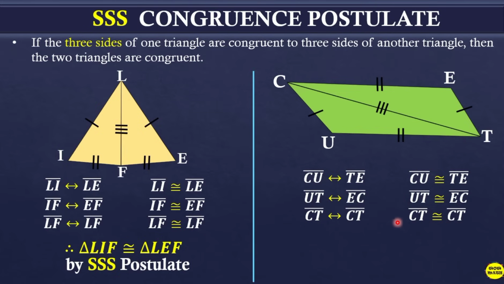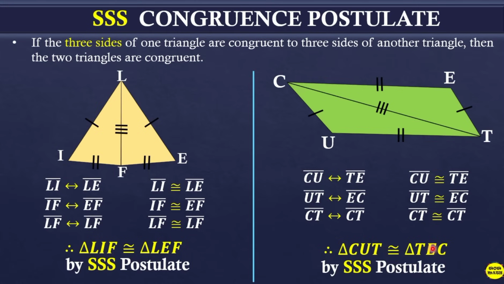Okay? So, since meron silang common side, ibig sabihin, automatic yun, congruent sila dyan. So, as you can see, we have three sides of the triangle congruent to the three sides of another triangle. So, we can say that triangle CUT is congruent to triangle TEC by SSS postulate. So, meron tayong three sides na congruent, so ibig sabihin by SSS postulate.